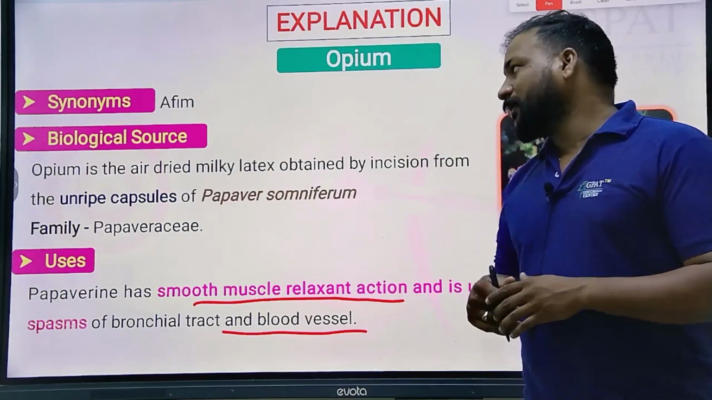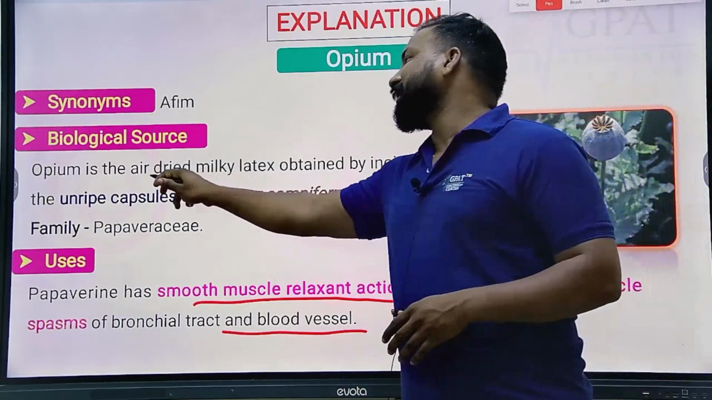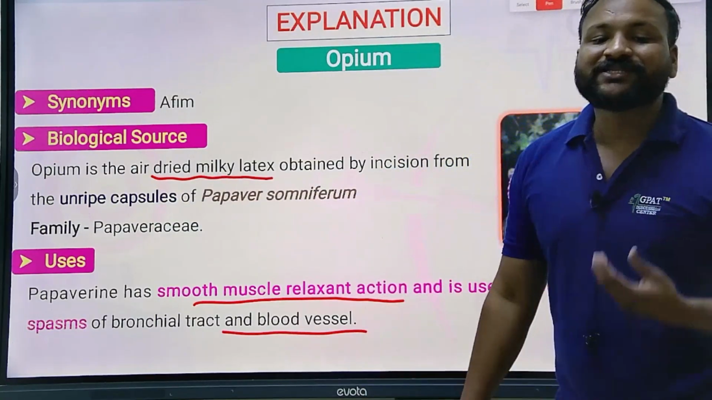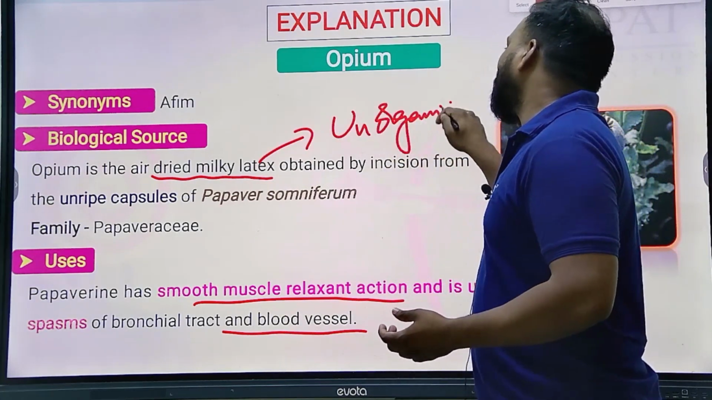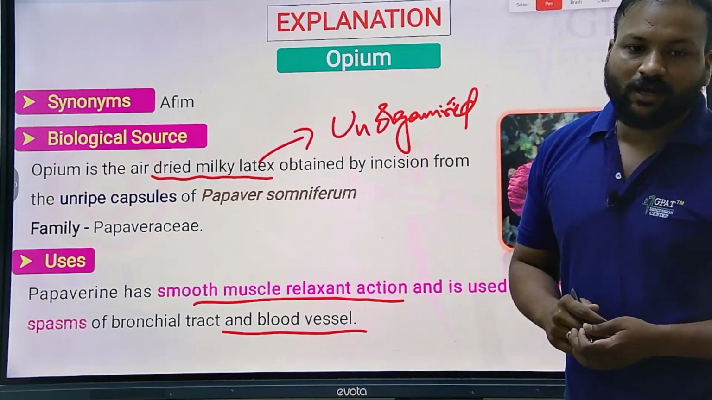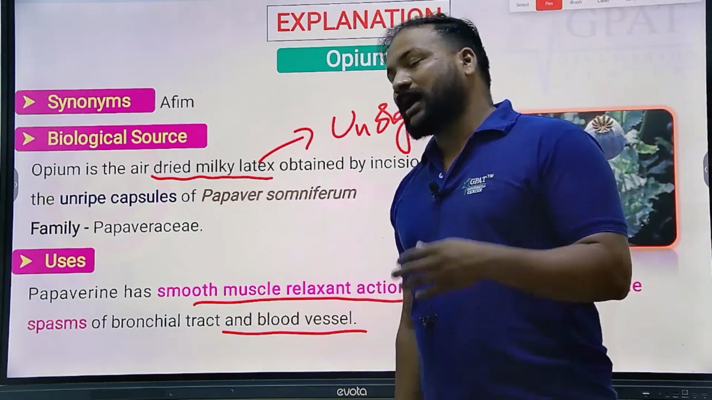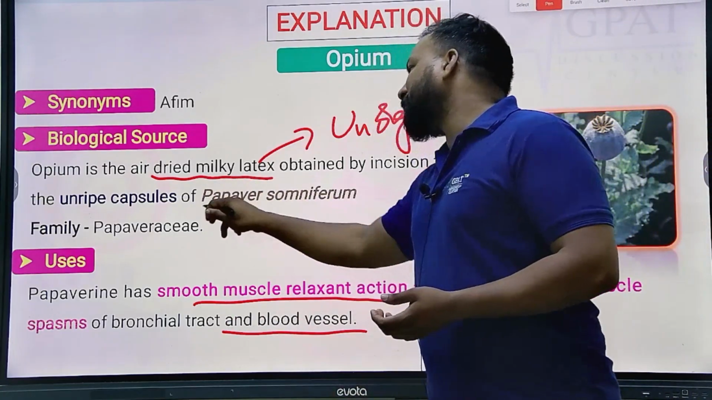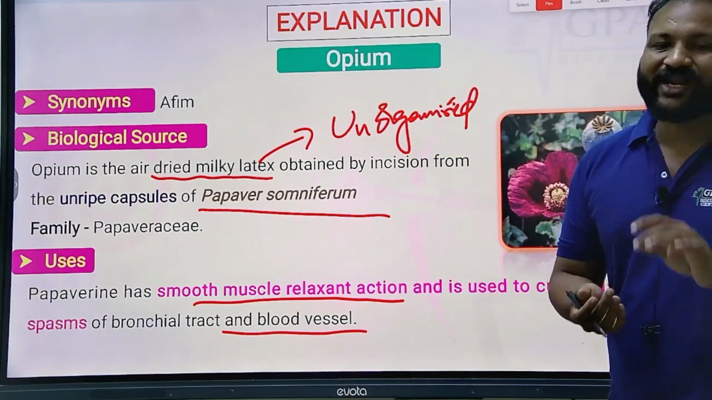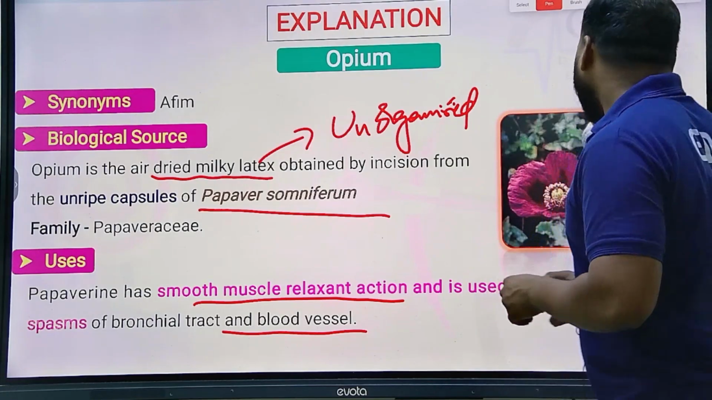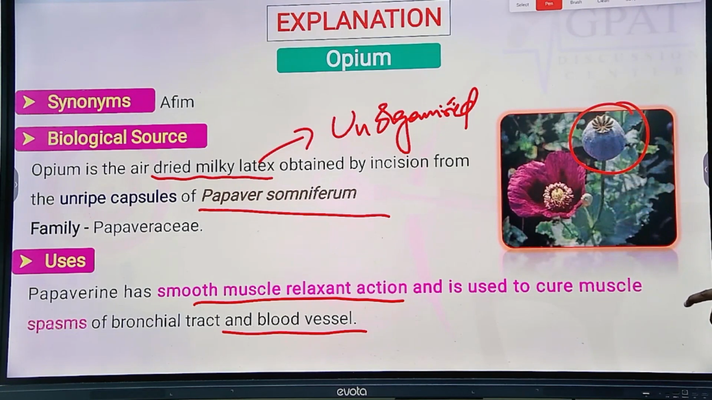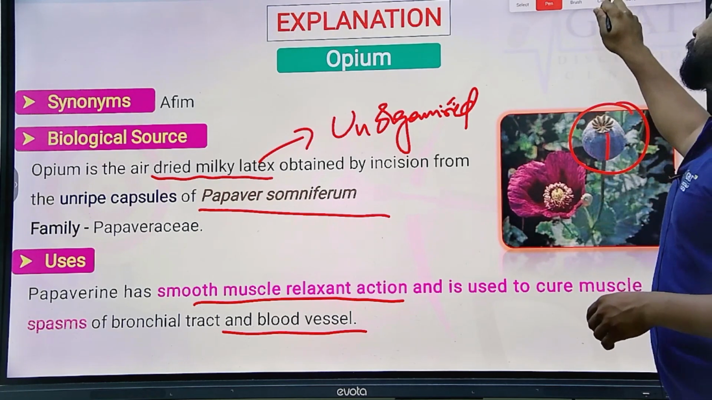Do remember it is obtained as a dried milky latex, which means it is an unorganized drug. It is an unorganized drug, dear aspirants. It is obtained from the unripe capsules of Papaver somniferum, family Papaveraceae, and is used for vasodilation. From this opium poppy capsule we make incisions and collect the dried milky latex, which is used to obtain the opium alkaloids.